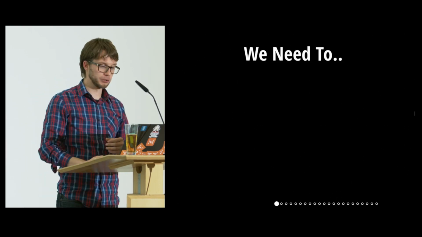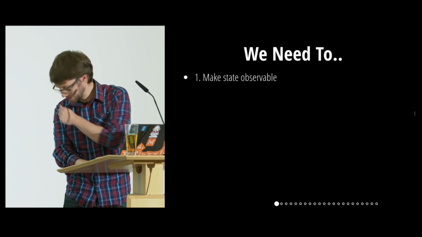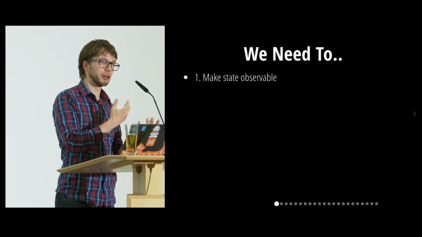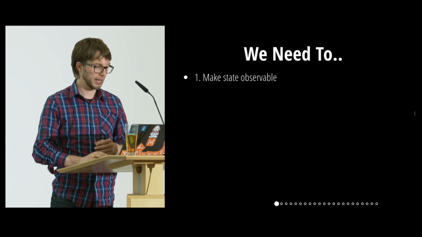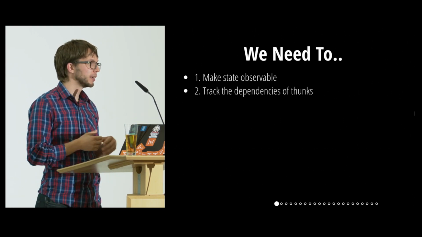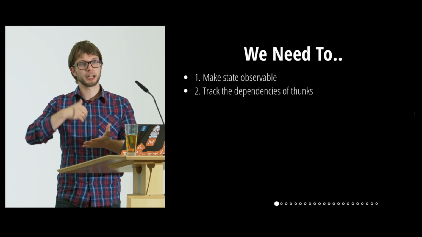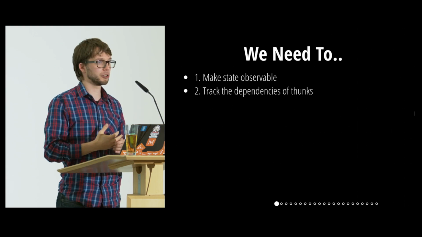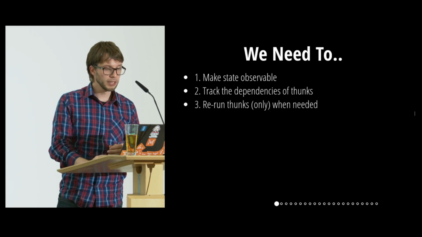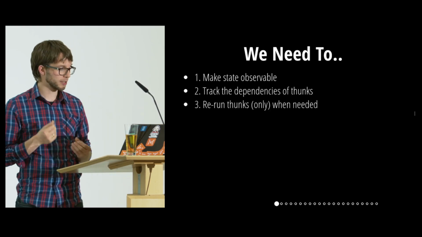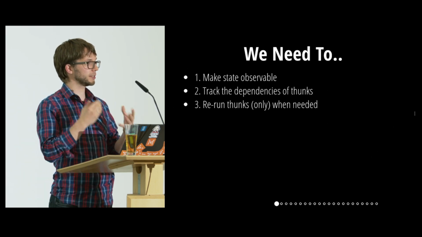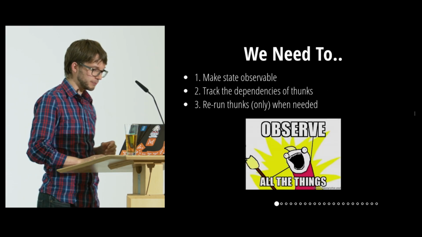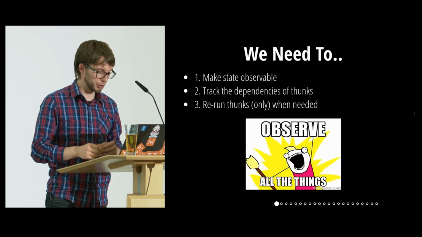So in order to be able to do that, we need to make our state observable so that Tanks can know that the thing they're using has changed. Secondly, we need to be able to track whatever a Tank uses. What values, what state did it use during execution? And thirdly, we need some mechanism to run only these Tanks which are invalidated by our state changes. So in short, we need to observe all the things.